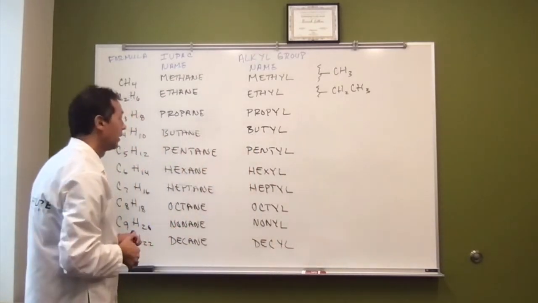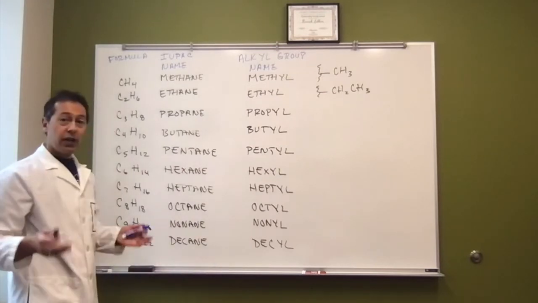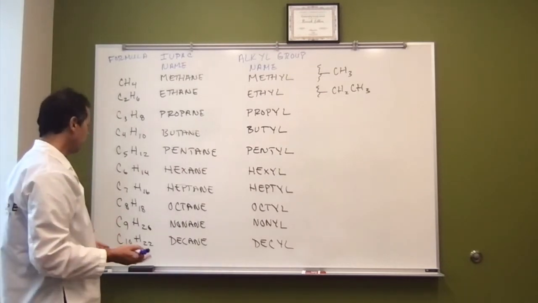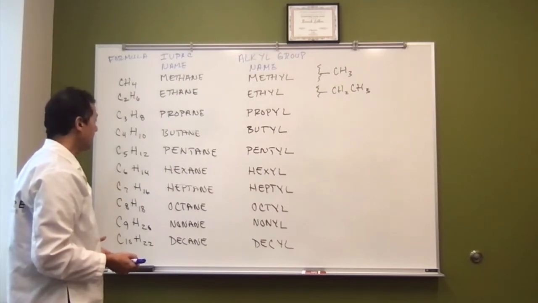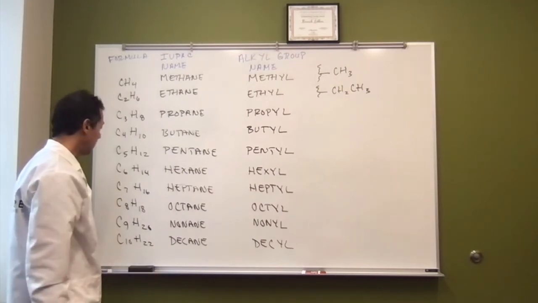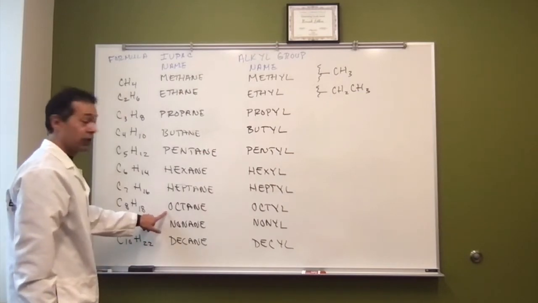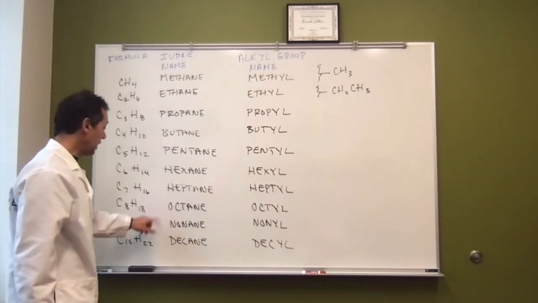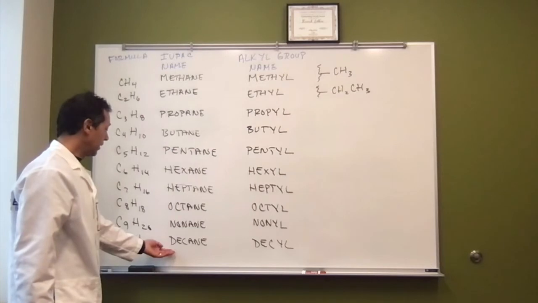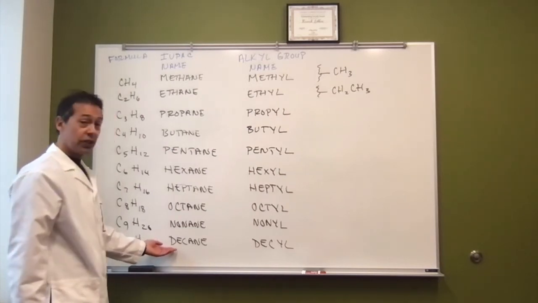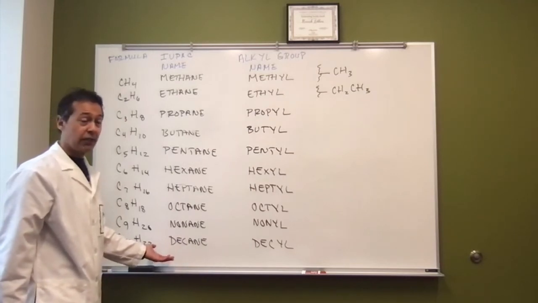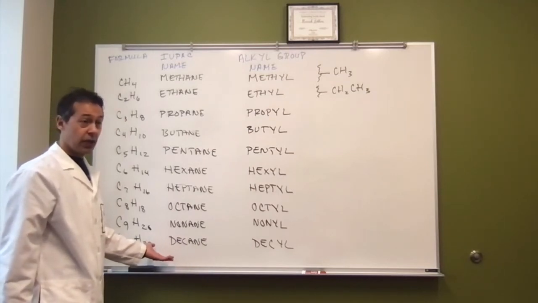Now, unfortunately, we're just going to have to memorize these names. And some you might recognize, you know, octane, octopus, octagon is 8, decane, you know, decade, or December, because December is the 10th month out of the year, right?